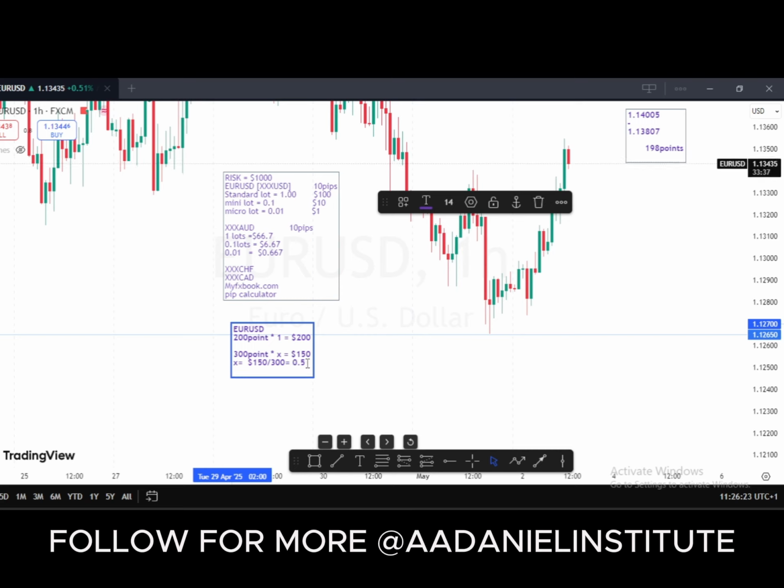So 0.5 will be your standard lot size to use. Let's say you have 300 points times 0.5, right? It will give you what? $150.